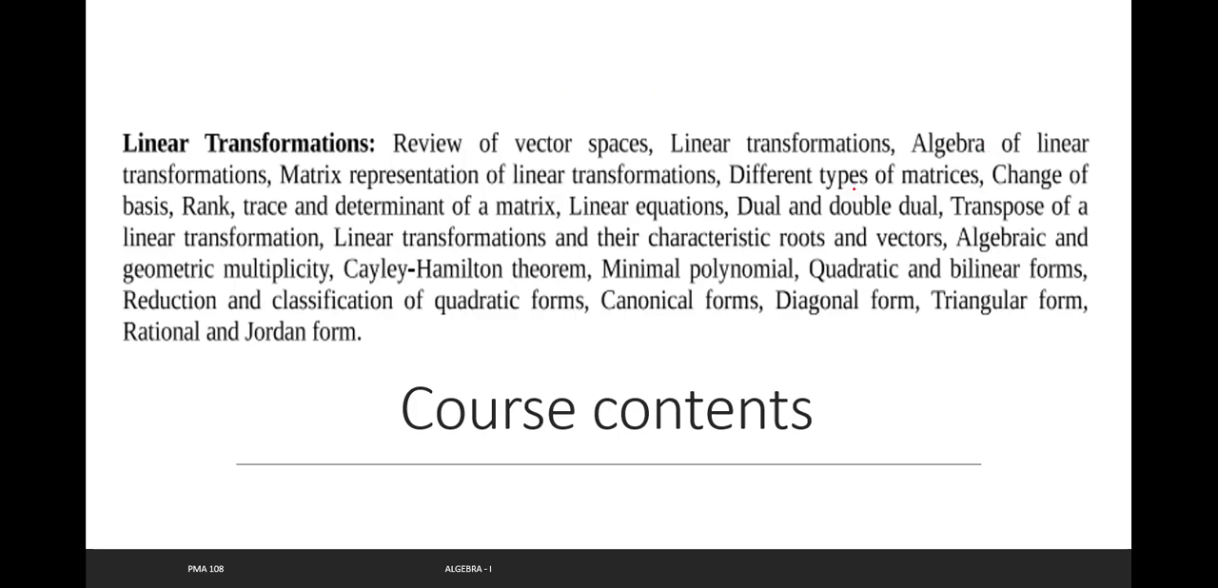So basically this course is divided into 2 major parts. The first being linear transformations. Actually, it's not just linear transformations, it's more than that. It's linear algebra. So we have linear transformations, matrix theory, system of equations, rank, determinant, all these things, minimal polynomial. So these are all technical terms.